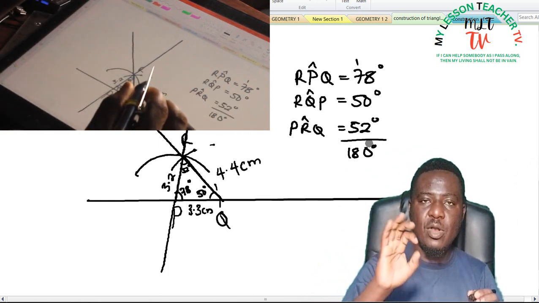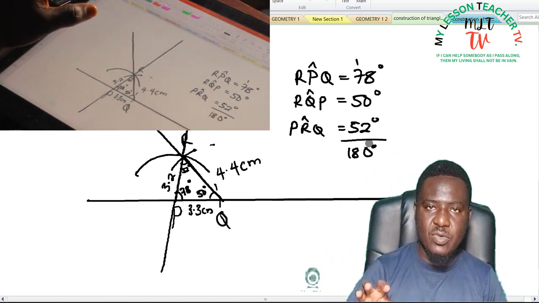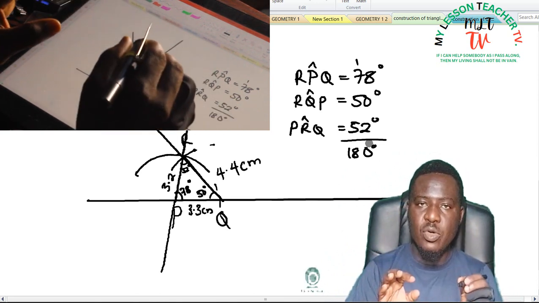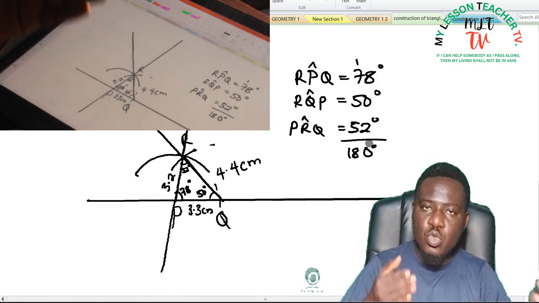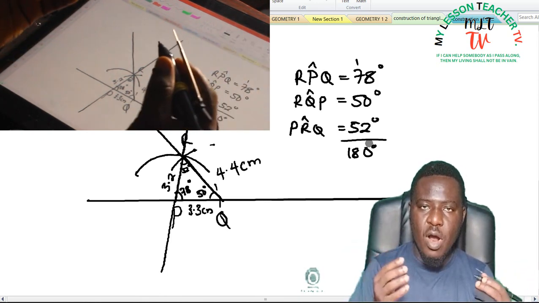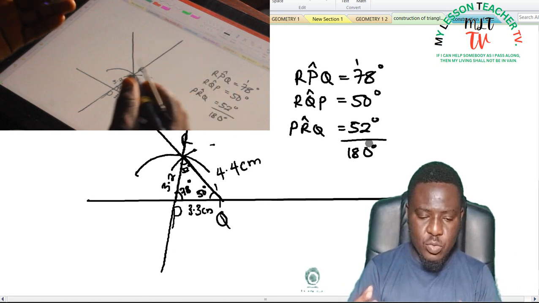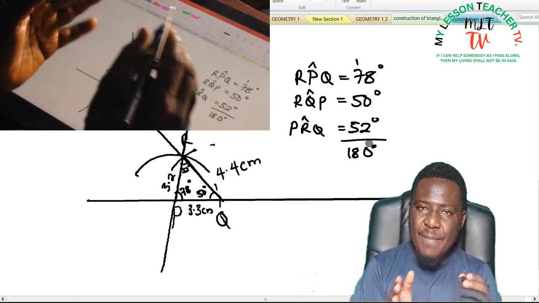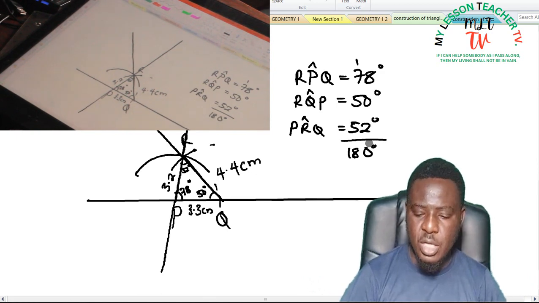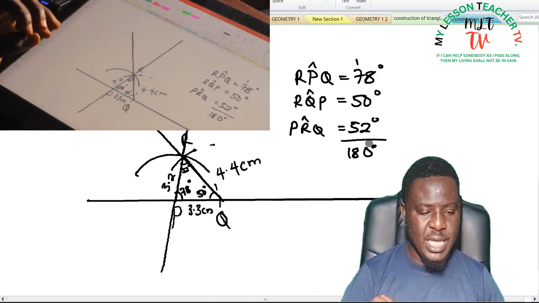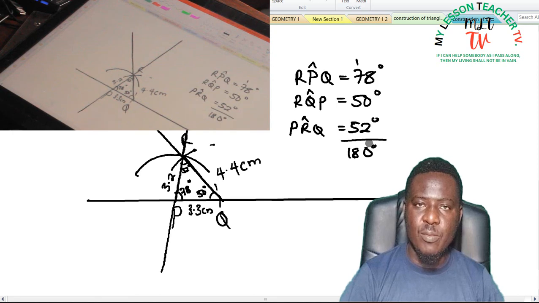Now, yours may not be up to 180 degrees. Yours may be 179 or 182. Okay, there's room for errors. Okay, so but once yours is approximately 180, it therefore means that your answer is correct. So this is how you can construct a given triangle.